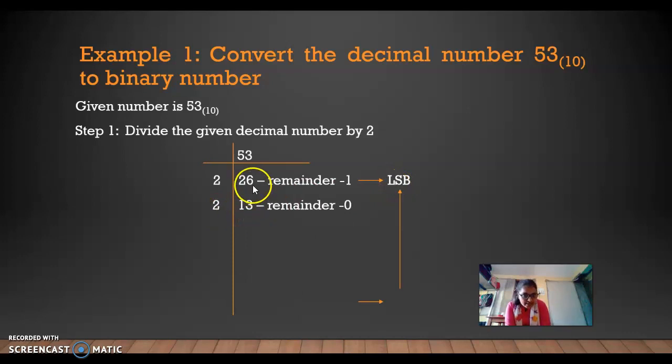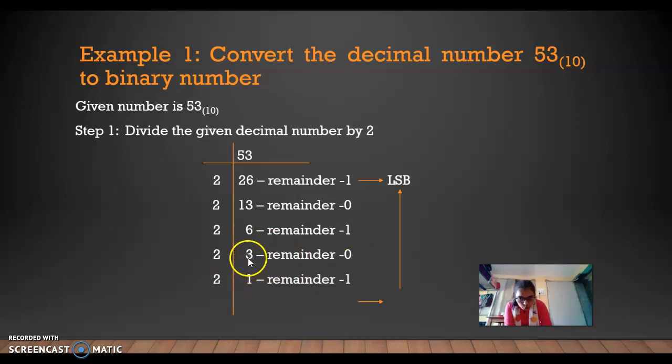2 13s are 26. Remainder is 0. 2 6s are 12. Remainder is 1. 2 3s are 6. Remainder is 0. 2 1s are 2. Remainder is 1. We cannot divide 1 by 2, because you don't have 1 in 2's table. So 2 zeros are 0. Remainder is 1. As we got the quotient as 0 here, we stop dividing the number and make the last remainder the MSB. Which is our last remainder? 1 is our last remainder. We'll make it the MSB.